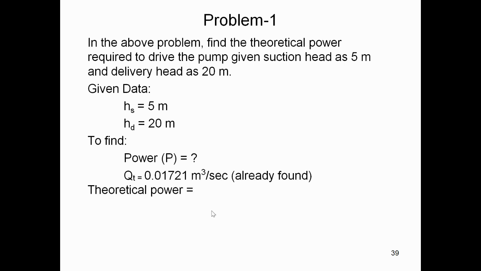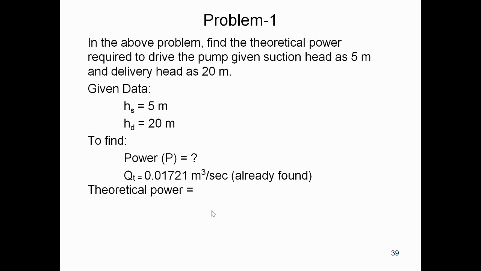So given suction head as 5 meters and delivery head as 20 meters. This is also a continuation of the previous problem. Given data: hs is 5 meters and hd is 20 meters. To find power, we have already found the qt value, that is 0.01721 meter cube per second.